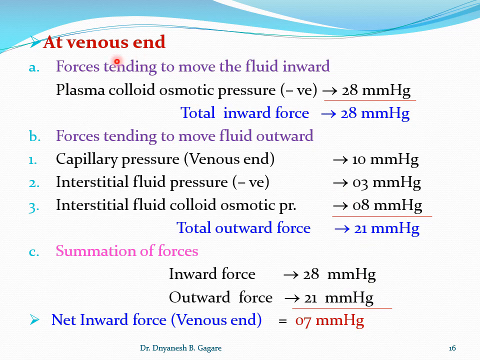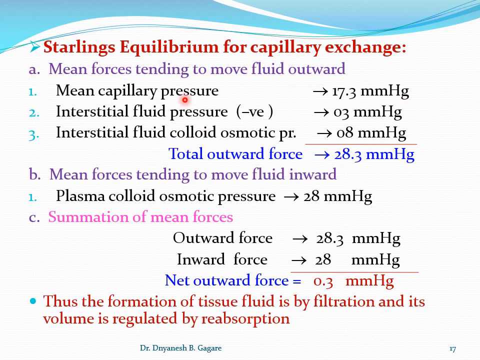Now we'll take the arterial end and venous end together, because it is not that there is a 100% partition, that this happens here and that happens there. So if we take arterial and venous end together, what is the picture? If we take them together, that is called the Starling's equilibrium of capillary exchange. And if we take all the forces together, what will happen?